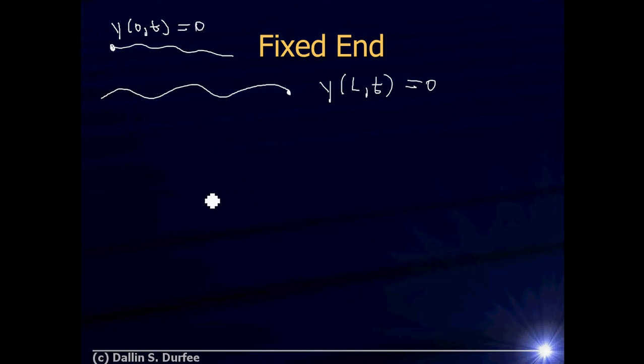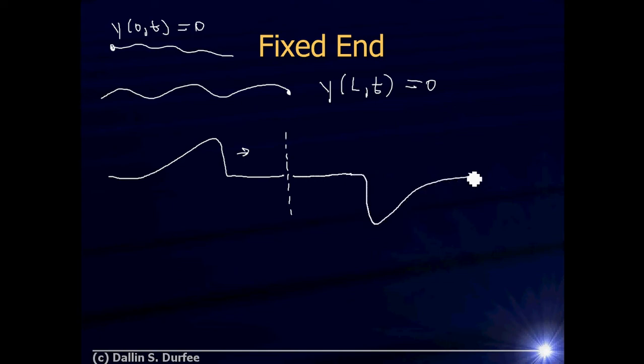Now what happens if I have a pulse or some wave coming along moving towards my fixed end? What happens when that wave hits the fixed end? The way I'm going to think about this is I'm going to imagine that my string doesn't end here. I'm going to imagine that my string goes on, and I have a wave coming from the other direction that looks like this. So I have my incident wave, it's going the other way, but it's flipped upside down.